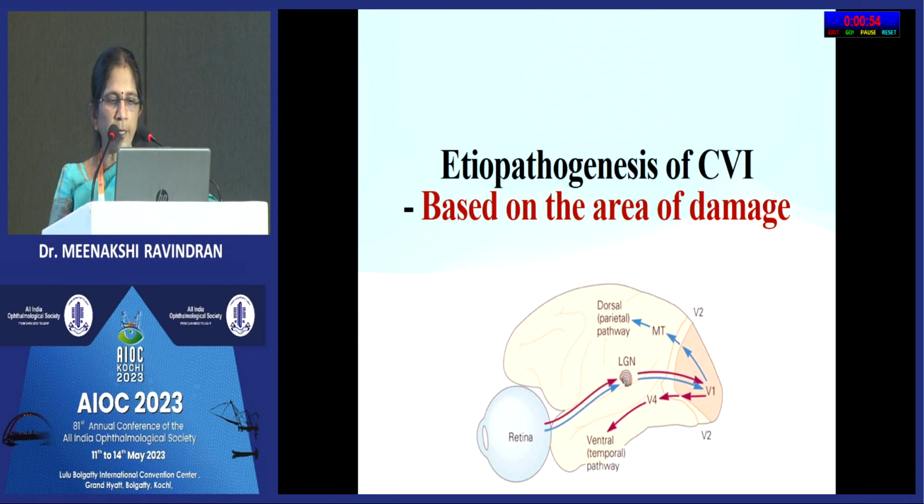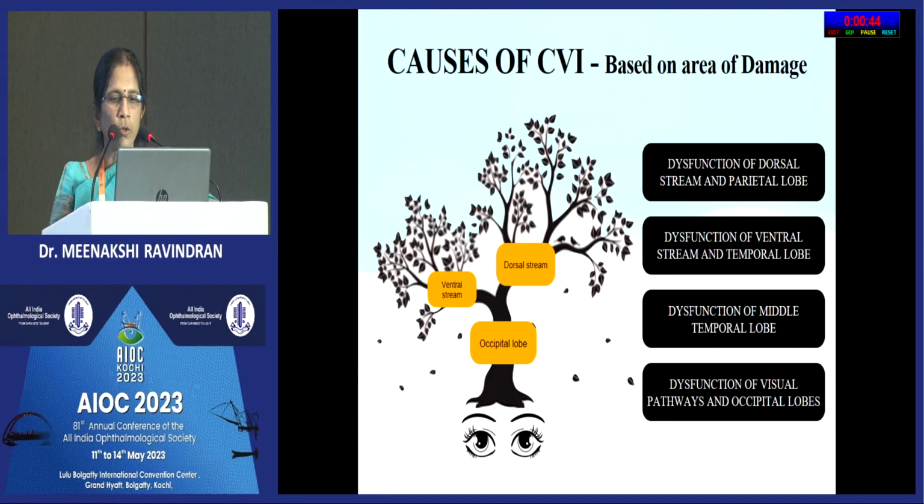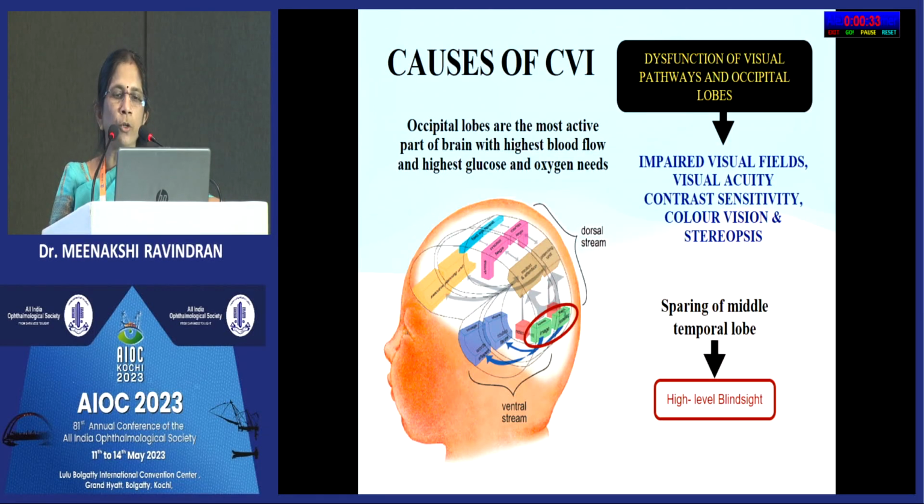So based on the area of the damage, I won't go into the details. There are mainly two pathways other than just the occipital cortex, and this is the tree of vision. I think the next speakers will be talking in detail. So these are the four areas based on the area of damage: the dorsal stream, or the ventral stream and the temporal lobe, or the middle temporal lobe, or the visual occipital lobe. When the occipital lobe is involved, which has the highest blood flow, you can have impaired visual fields, visual acuity, contrast sensitivity, and stereopsis.